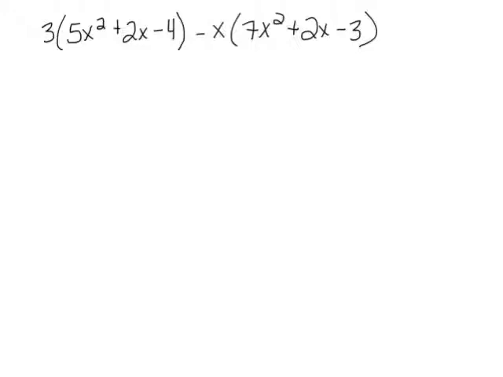Go ahead and pause the video, and I want you to try this one on your own. So I have 3 times 5x squared plus 2x minus 4 minus x times 7x squared plus 2x minus 3. So the first thing that I'm going to do is distribute my 3. So I'm going to get 15x squared plus 6x minus 12.